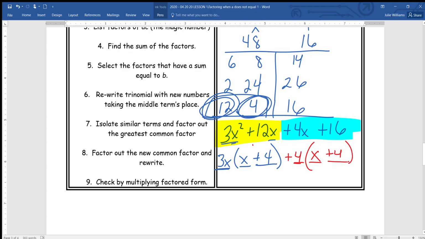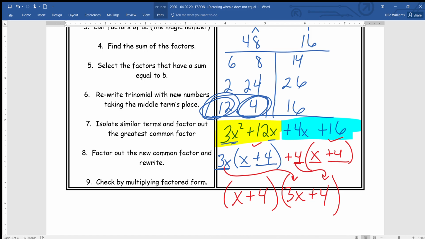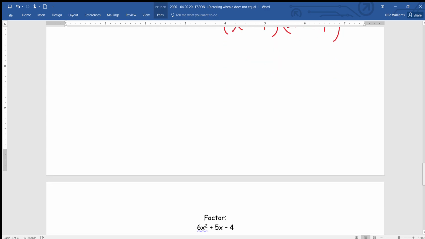Now again, this and this are equivalent. That's what they should be. So x plus 4 is one of my factors. My other factor is 3x plus 4. You can write them in either order. You can have 3x plus 4 times x plus 4, or the way I wrote it here. Okay. I think there are 2 more examples where I have to write smaller.